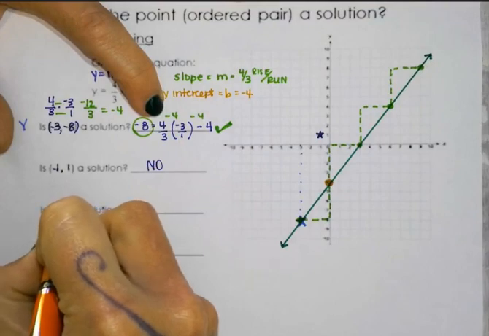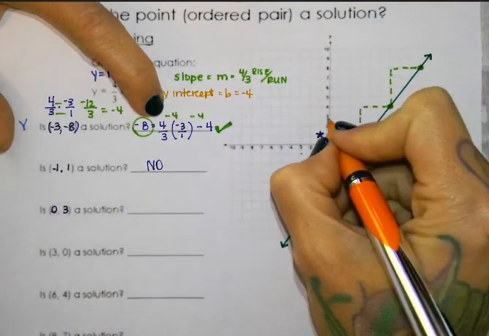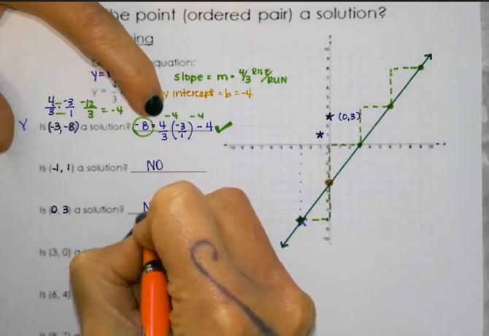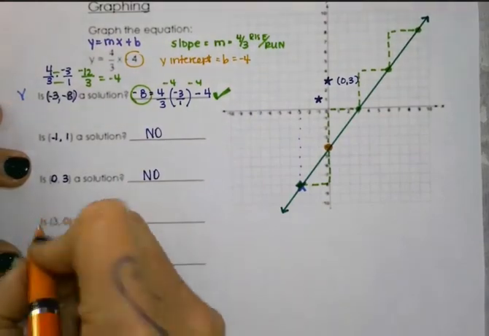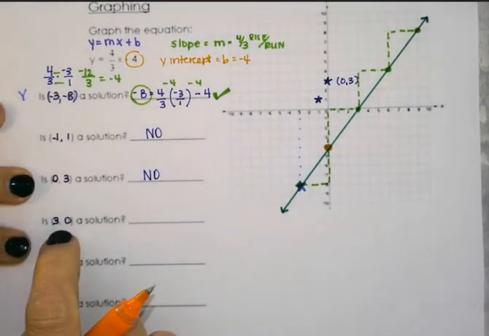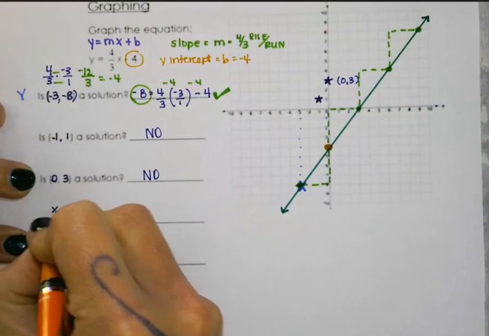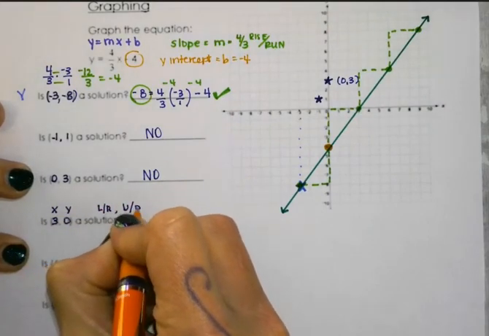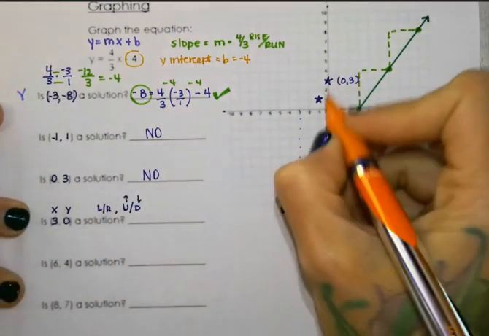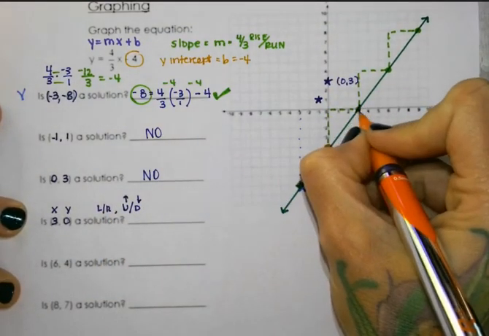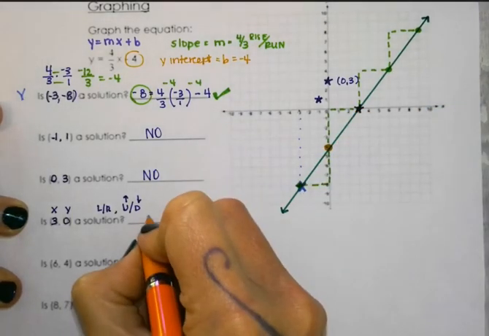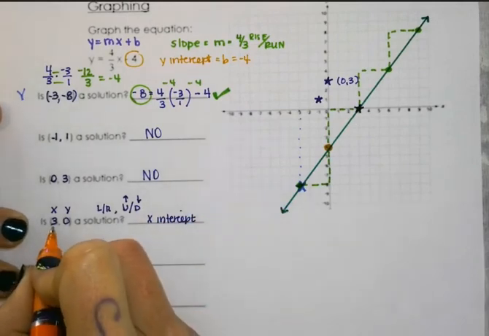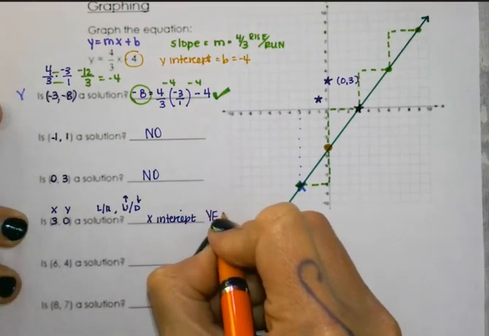Is 0, 3 a solution? So 0 up to 3. That's a no as well. Is 3, 0 a solution? Now, this is set up this way on purpose. Remember, x, then y. So we're going to move left, right, then up, down. So 3, 0: 1, 2, 3. Don't go up or down. There we go. That is our x-intercept as well. X-intercept: when y is 0, you will always see your x-intercept. And this is a yes because it is on the line.